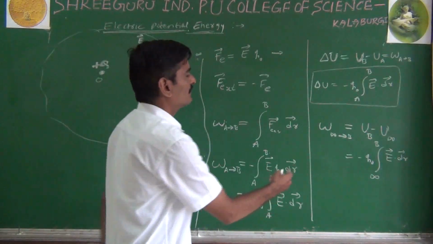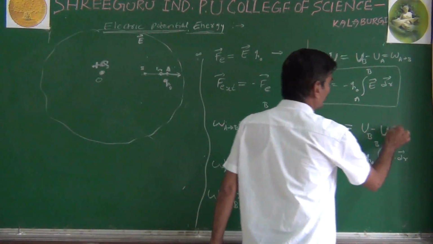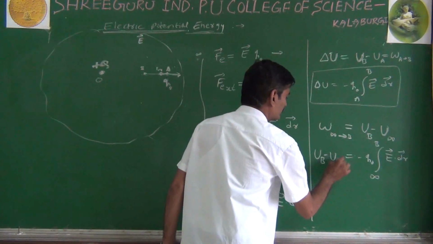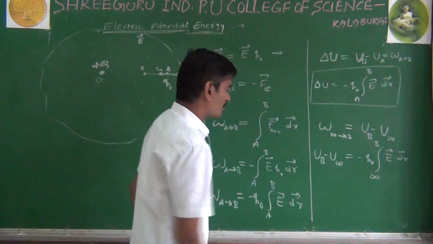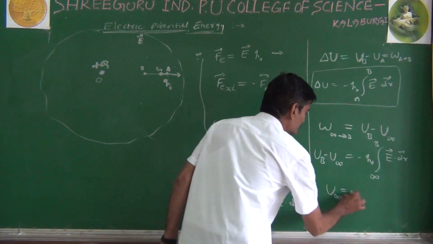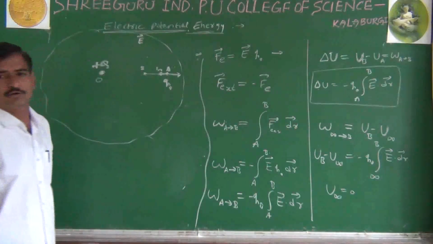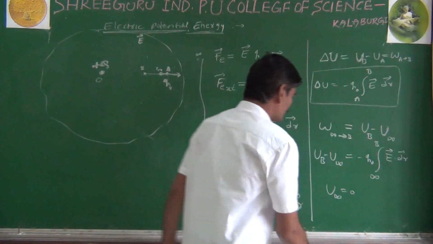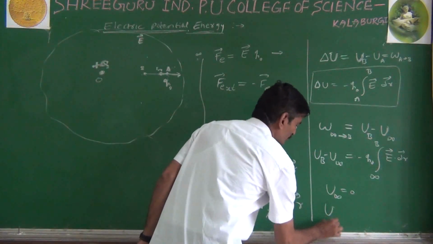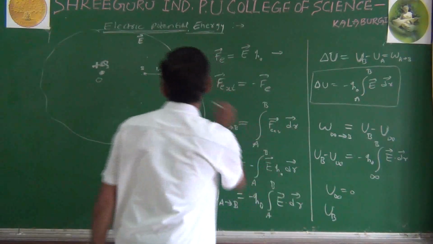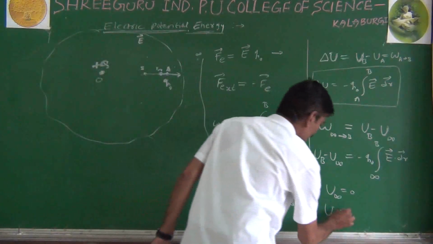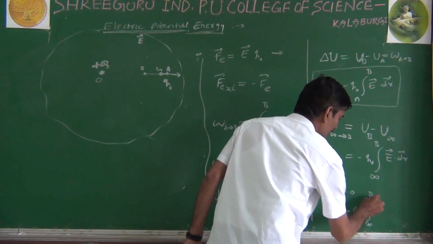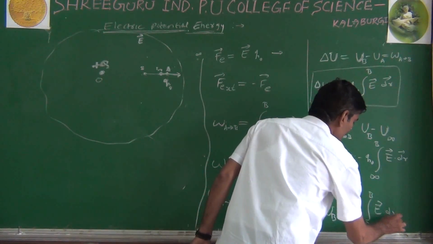The potential energy at infinity is 0, so we have UB minus U infinity. Potential energy at infinity is 0 because there is no Coulomb's force, no electrostatic field. So the potential energy at infinity is taken as 0. So UB, the potential energy at the point B, is equal to minus Q naught integration from infinity to B of vector E dot dr.